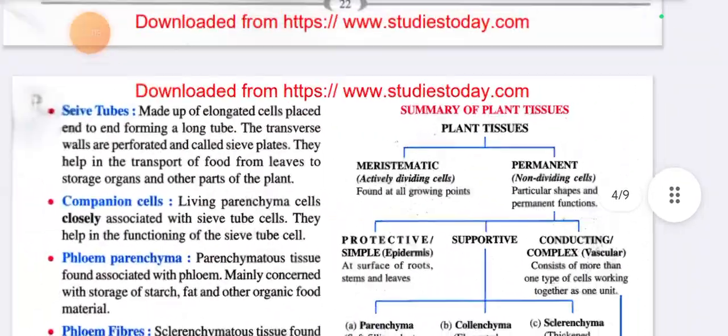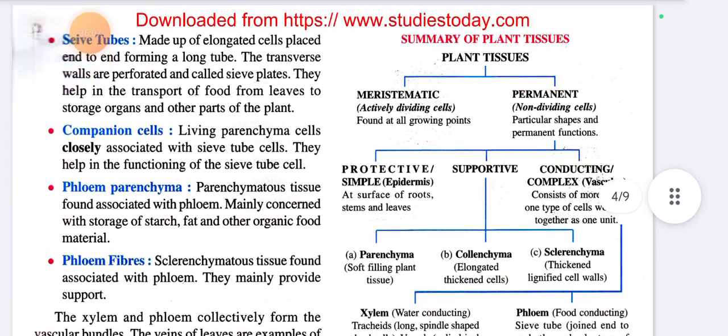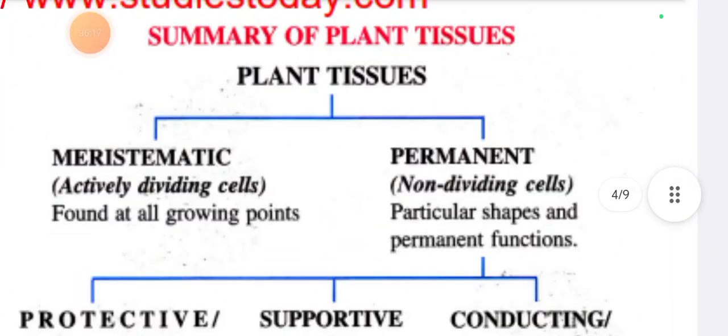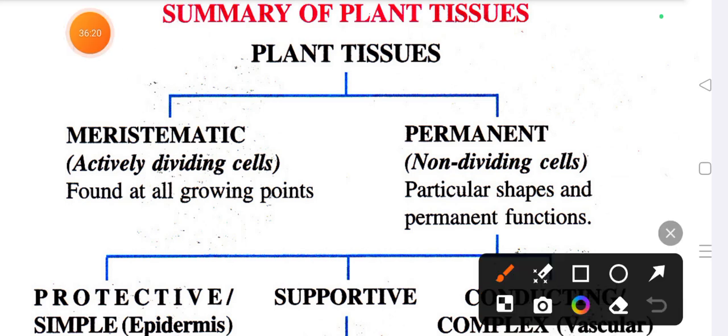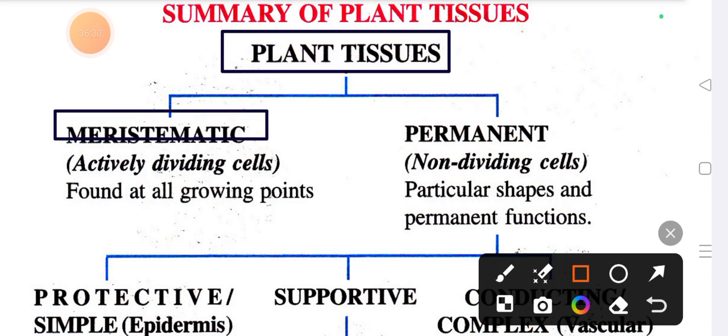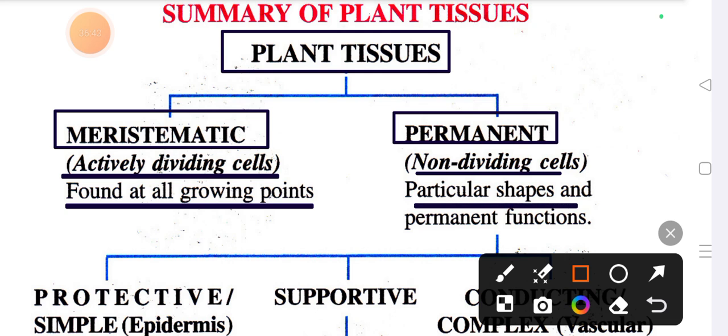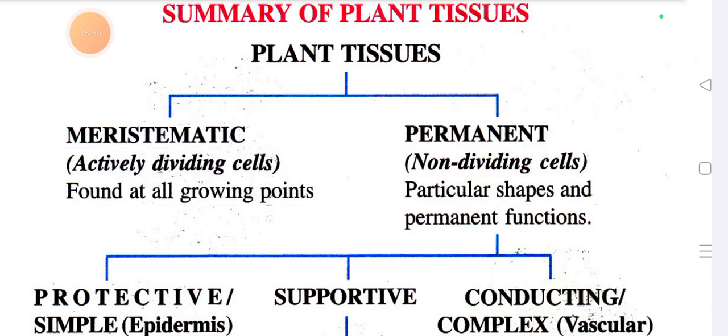Now here is our mind map, the summary of plant tissue and how it is divided, and this question is frequently asked in exams because I have seen the question papers of my colleagues. So see very carefully. Plant tissue is classified into two types: meristematic and permanent tissue. Meristematic means actively dividing cells, and permanent means non-dividing cells. Meristematic tissue is found at all growing points, while permanent tissue has particular shapes and functions and is found everywhere, including dead cells.